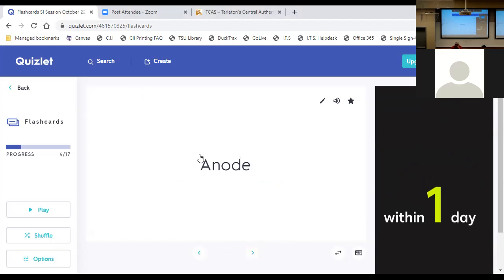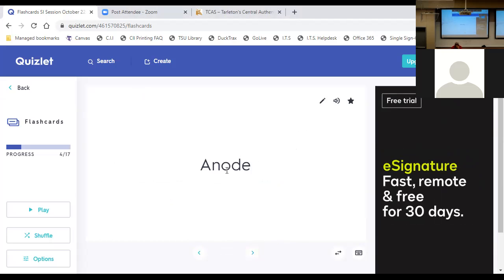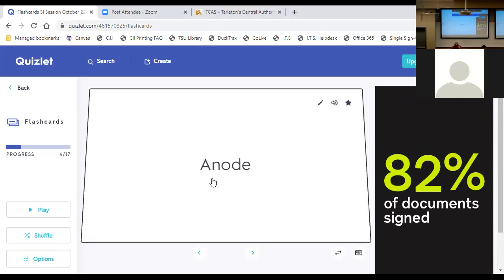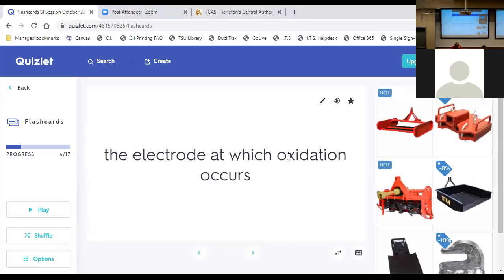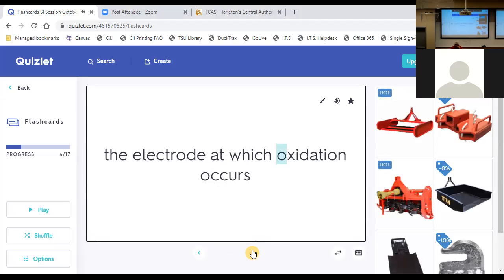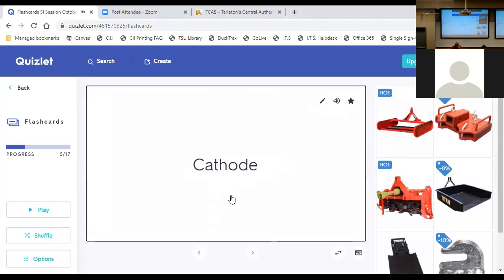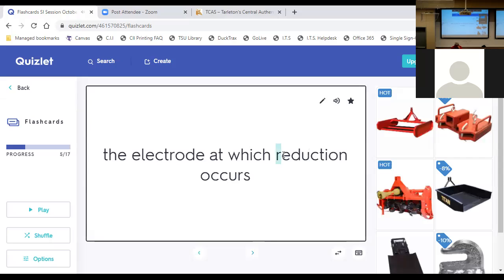Anode and cathode. So the anode, remember if you think of the vowels that connect, the anode is the electrode where the oxidation occurs. So the electrode at which oxidation occurs. And then your cathode, since it's a consonant, it's the electrode at which reduction occurs. Together, and the vowels go together. Reduction at the cathode, oxidation at the anode.